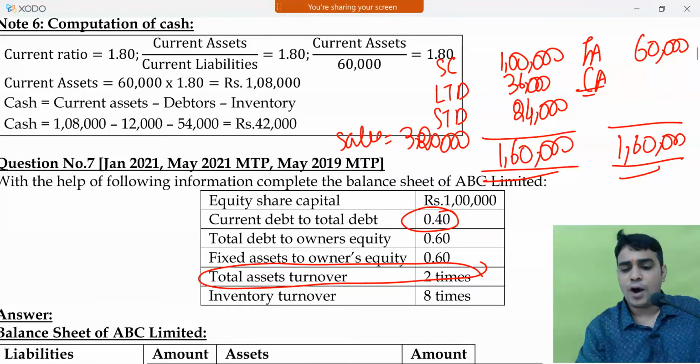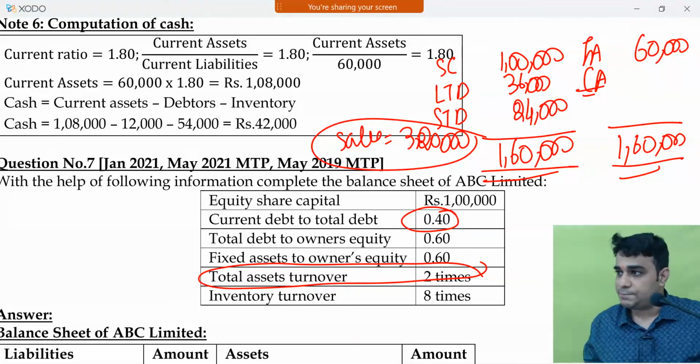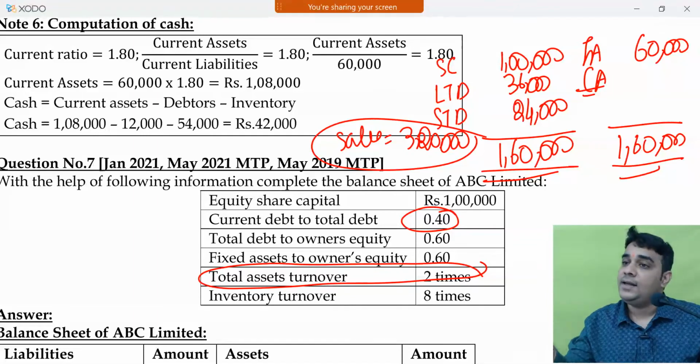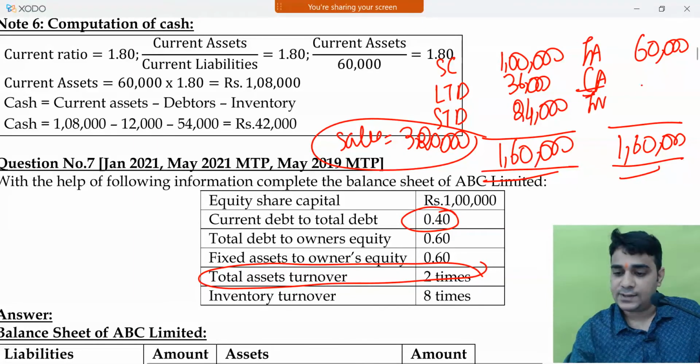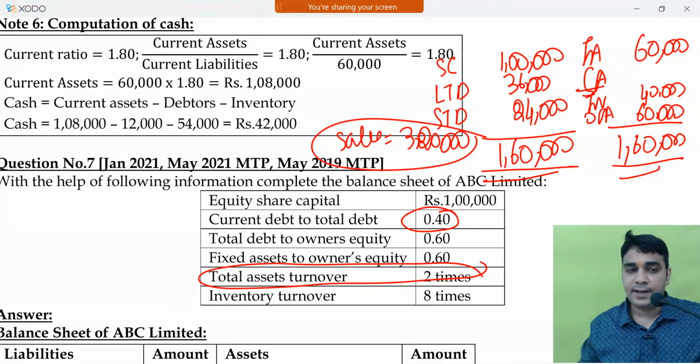3,20,000. What is the formula for inventory turnover ratio? Normal formula is COGS by inventory. In this question it is sales by inventory. Sales is 3,20,000. Inventory is 3,20,000 by 8. So inventory is 40,000. Other current asset balancing figure is 60,000. Any doubts on this?